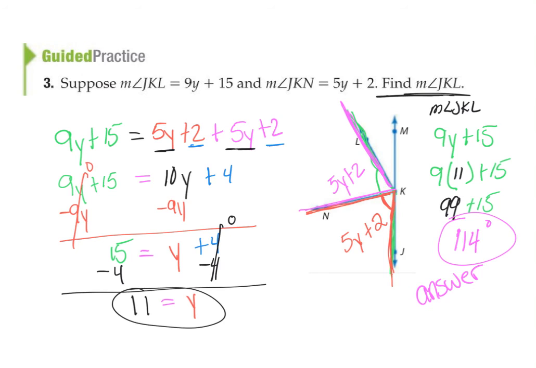So the final answer to this problem should be 114 degrees. Remember that you need to solve for y, find the value of y, and then actually answer the question, which is the angle measurement of JKL. The problem told me that JKL can be represented by 9y plus 15. So y now is replaced with the number 11 because I know that y equals 11.